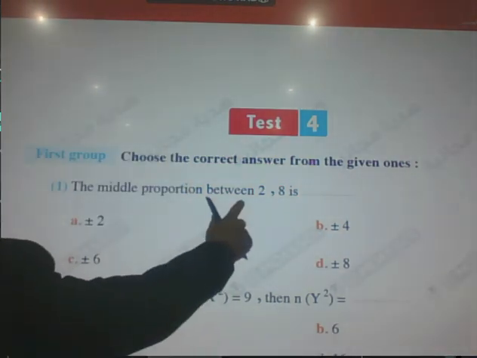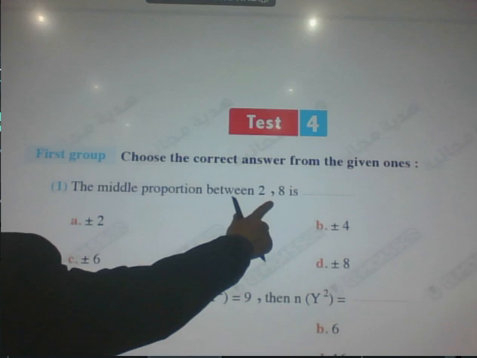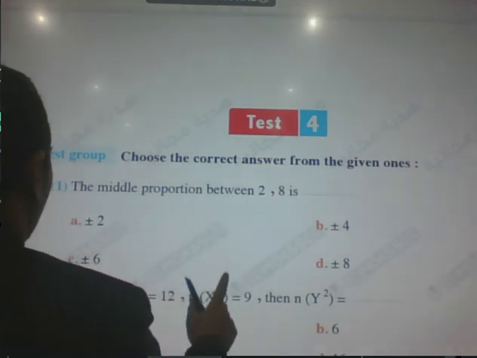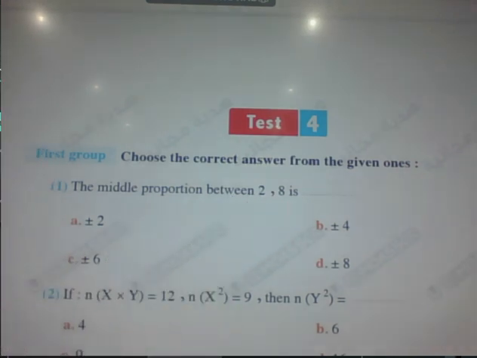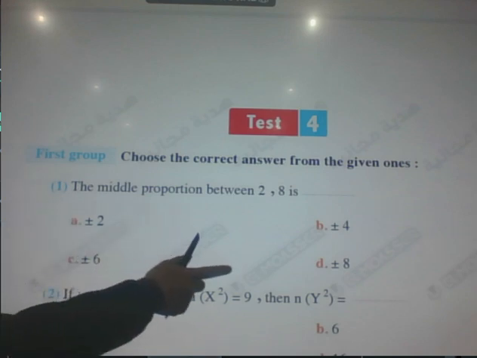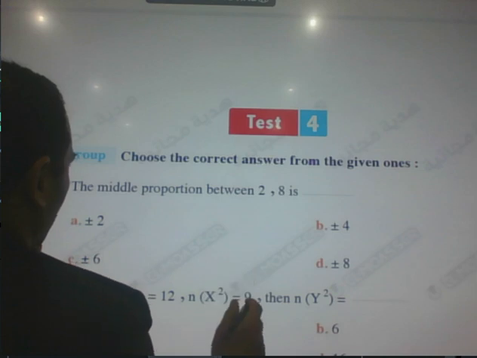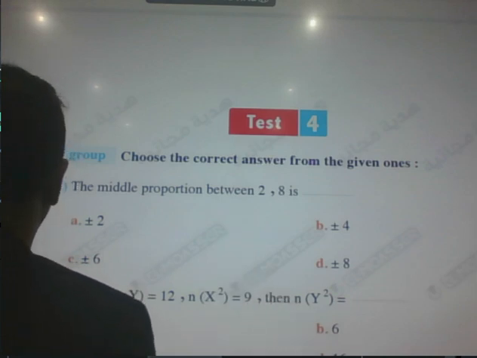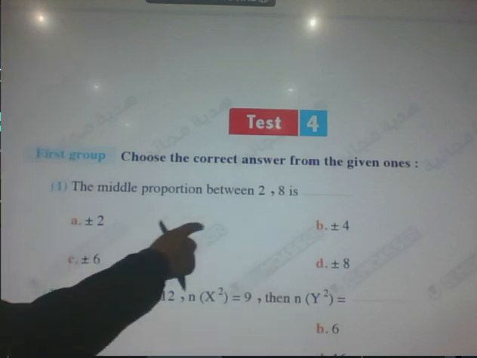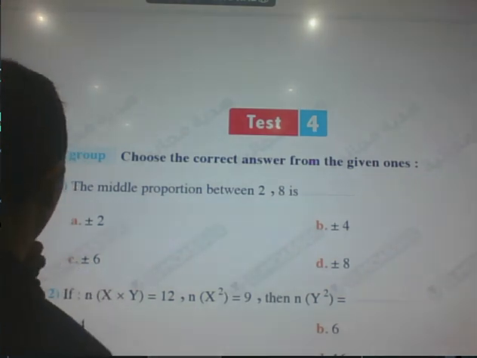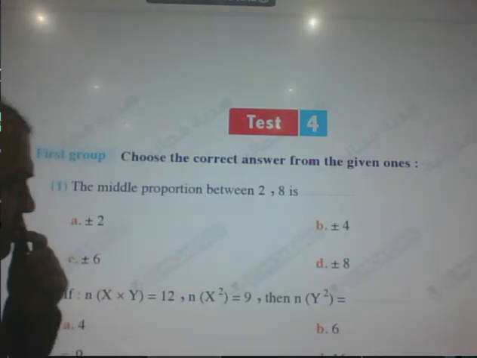The middle proportion between 2 and 8 equals. We can find the middle proportion by writing positive or negative square root of the first times the third. Positive or negative square root of 2 times 8 is 16, and the square root of 16 equals 4. Then the answer will be positive or negative 4. Choose letter B. Next question.